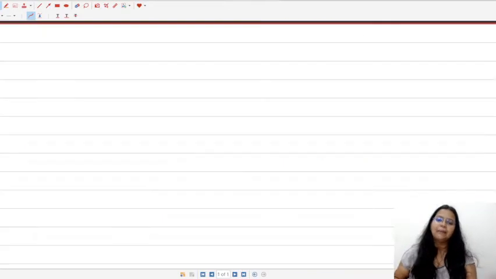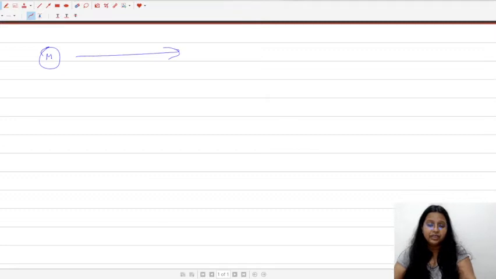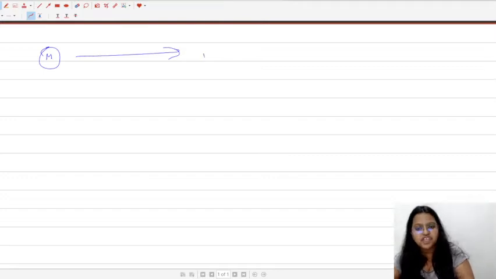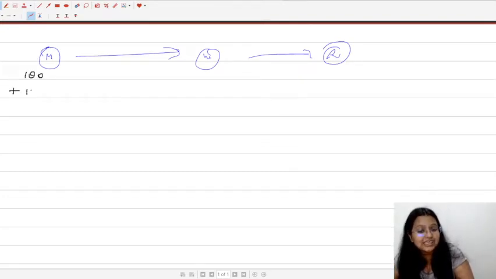So in my example, there are three parts. First of all, the manufacturer. Those who want to make this diagram, those who want to write this example, you can for sure write this example. Okay, so here is a manufacturer, a wholesaler and a retailer. Now the manufacturer is selling a product of ₹100 to the wholesaler with a GST of 10%.